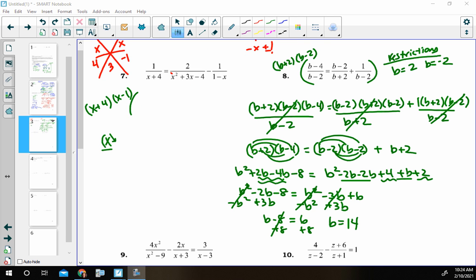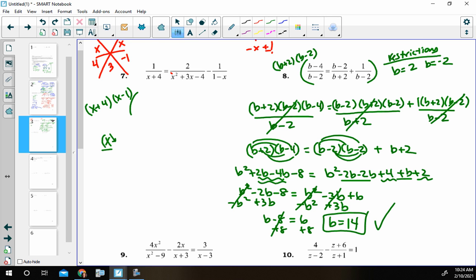All right, so here's my number 8. I multiplied by b plus 2, b minus 2. You had to double rainbow the left side and the right side. Okay, it ended up where when I subtracted, my b squared canceled. So then all I had to do was solve for b. I got b is equal to 14, which is not a restriction.